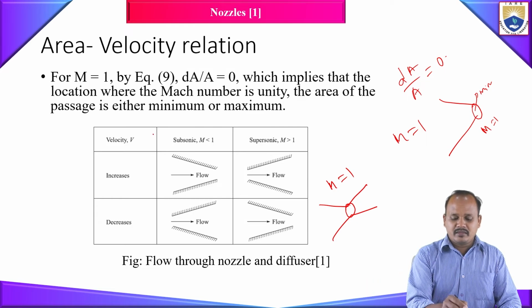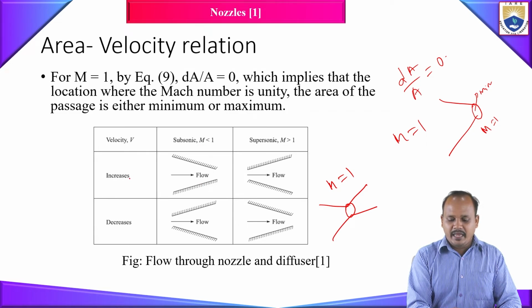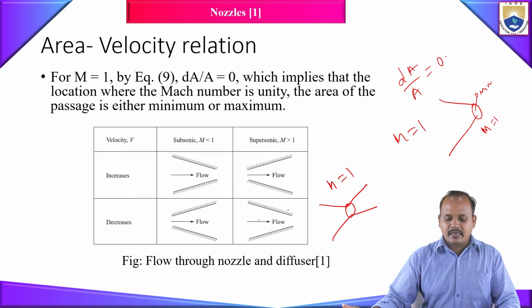So basically, this is the schematic. For example, for the subsonic entry, in a convergent section, velocity will increase. In a divergent section with subsonic entry, velocity will decrease. For the convergent section with supersonic entry, your velocity will decrease, and for the divergent section with supersonic entry, velocity will increase.